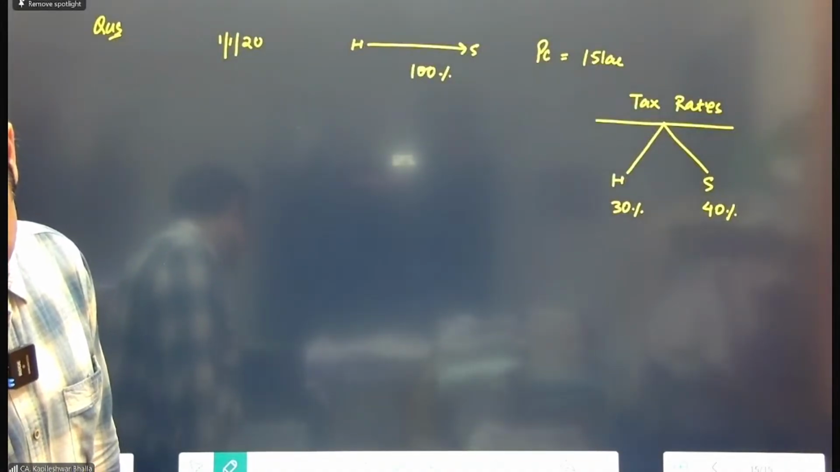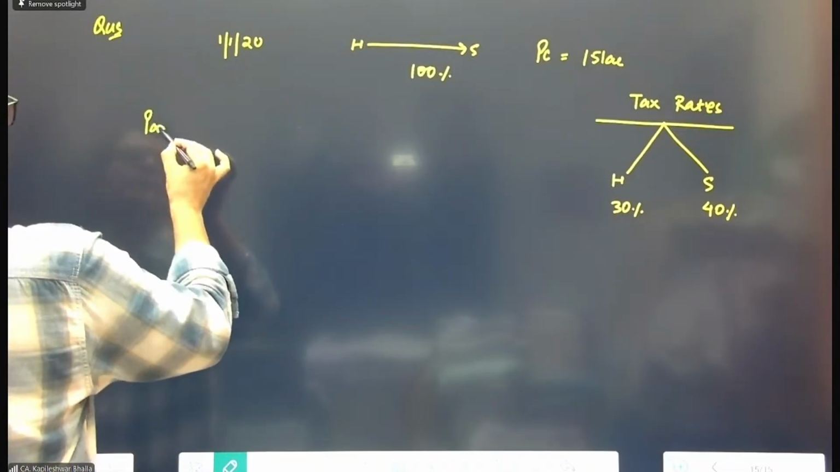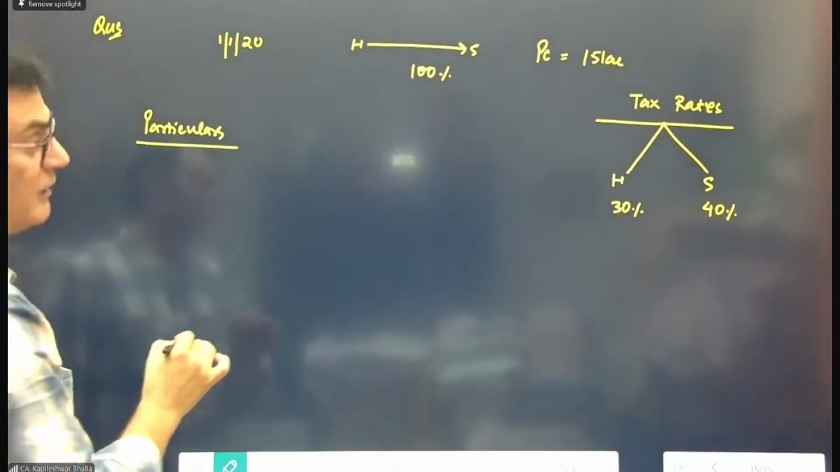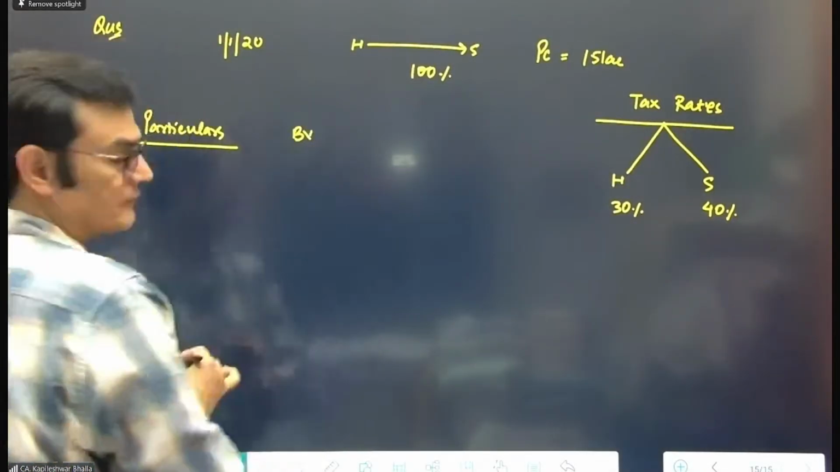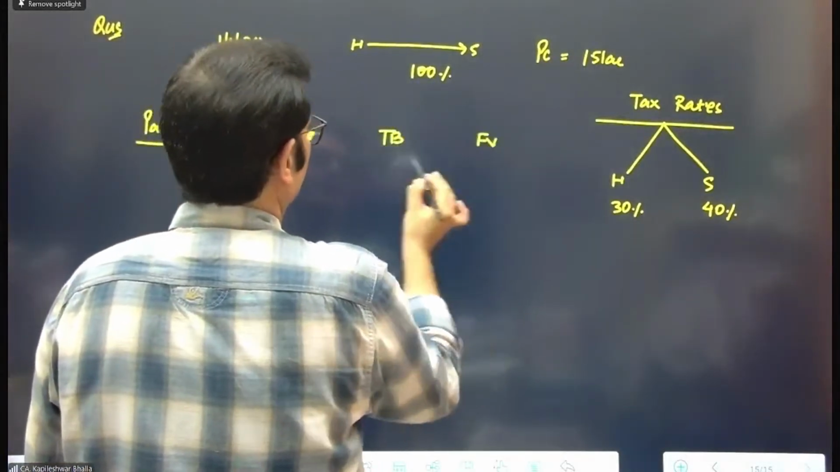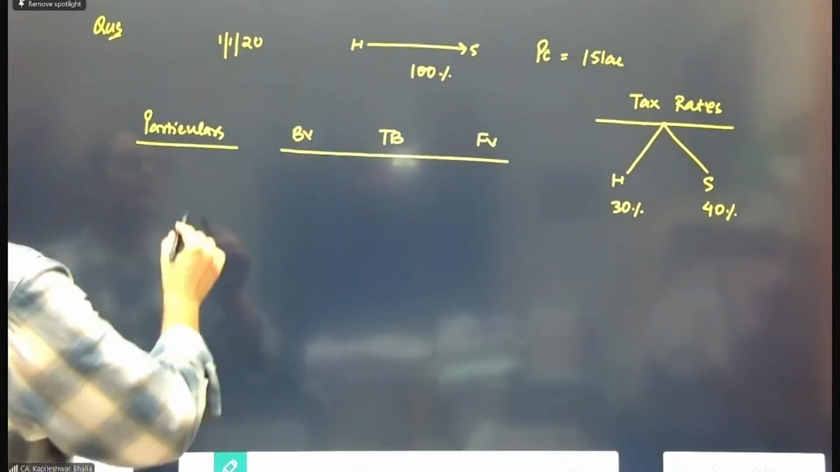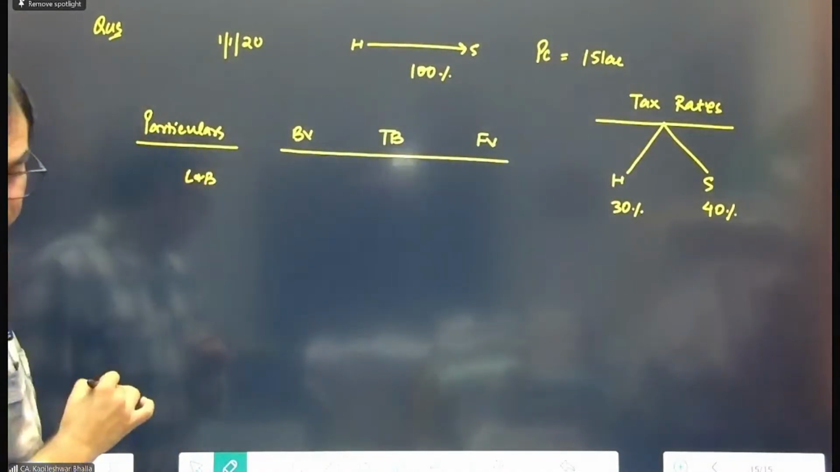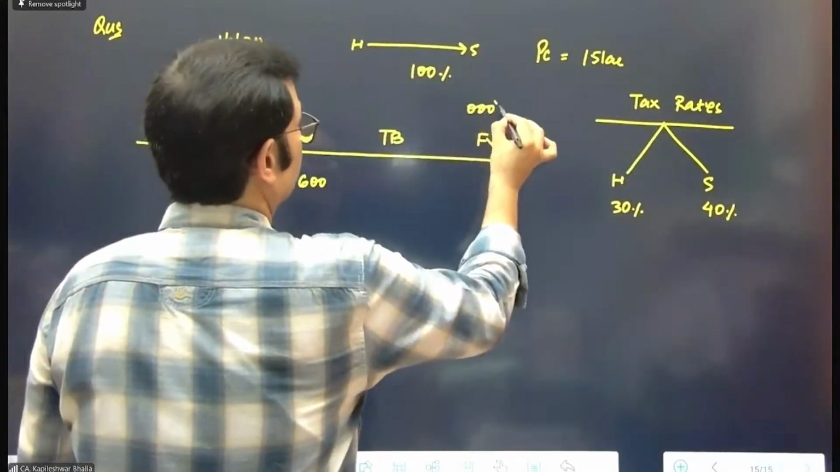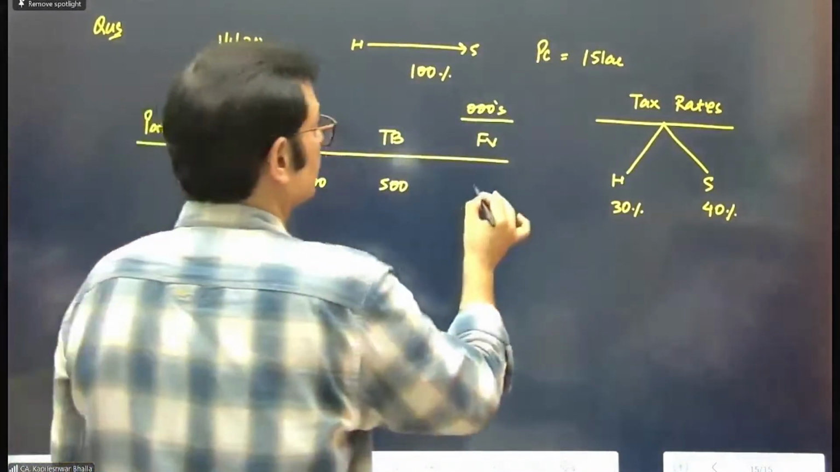And let's now also give you further inputs. Let's give you a chart on the different assets and liabilities. Particulars, then I'll give you the book value, then I'll also give you the tax base and the fair value as well. So three inputs: the book value, the tax base, and the fair value. Let's say we are given the land and building, and that is 600. This is all in terms of thousands. This is 500, and let's say this is 700.